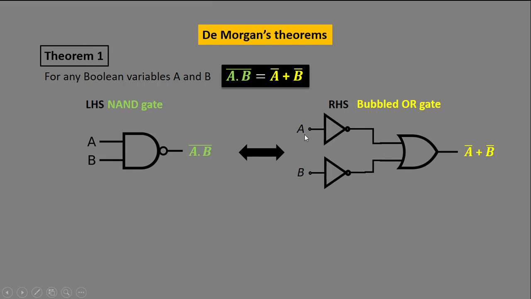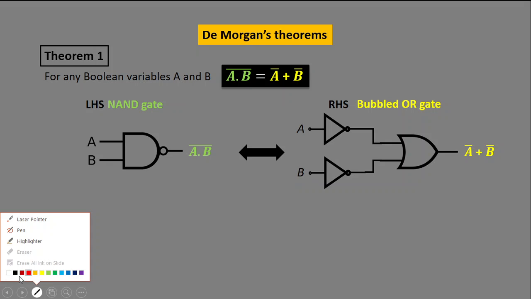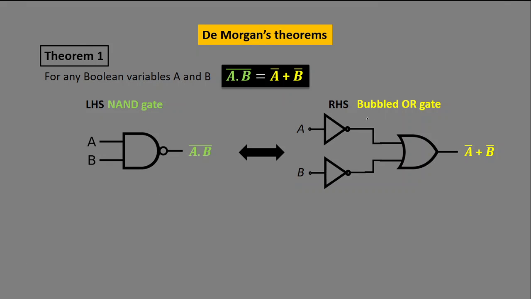The inputs are actually A and B, but these two inputs are not directly going to the OR gate. This input A will pass through a NOT gate. So after passing through the NOT gate, it is going to create the complement of A. The NOT gate's output is the complement of its input. So the output of this NOT gate will be, in this case, A complement.